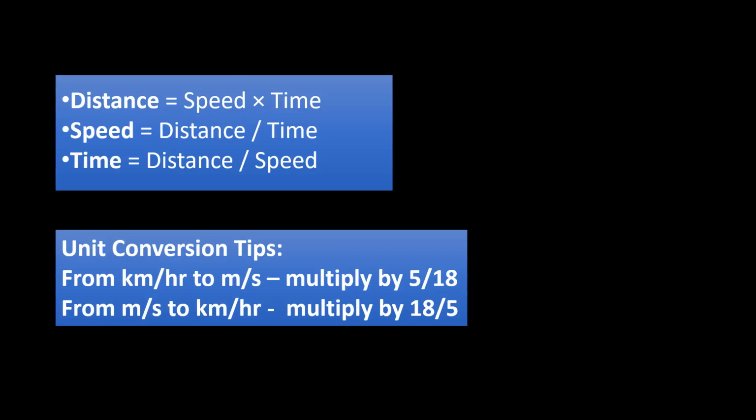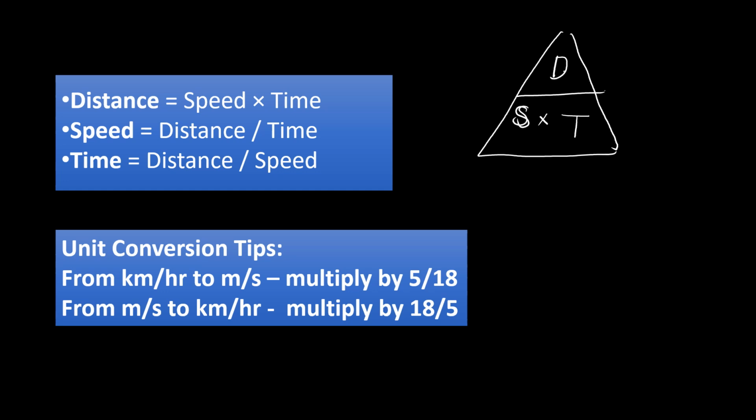So let's get started. First, we'll see the basic formulas of distance, speed, and time. Distance is equal to speed into time. Then speed is equal to distance by time, and time is equal to distance by speed.